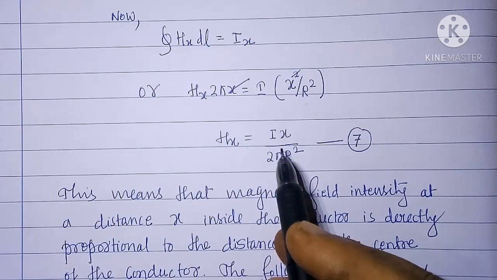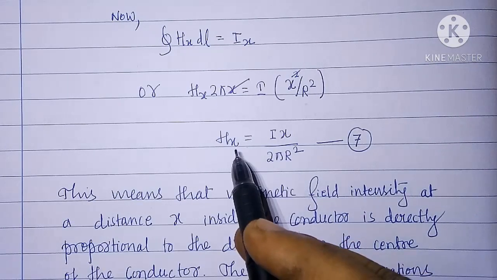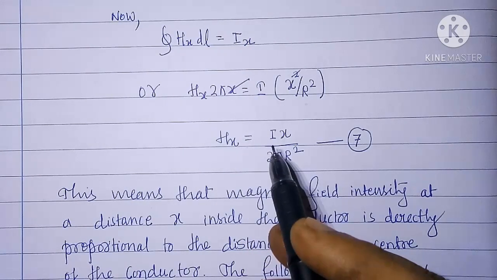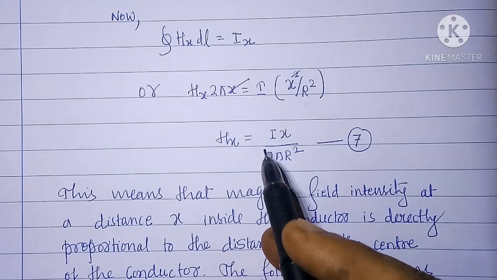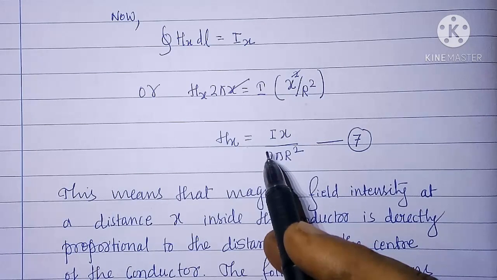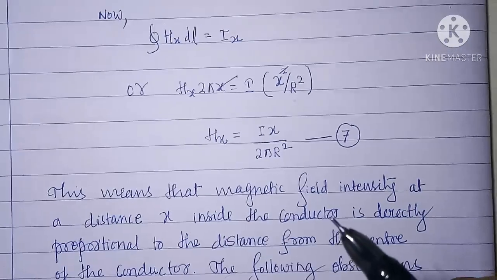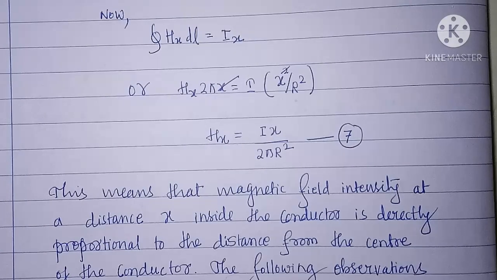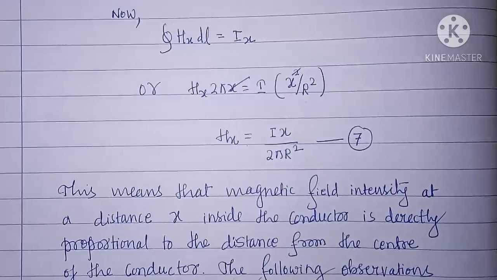That means inside the conductor, the magnetic field intensity goes on increasing from center up to the surface. And at the surface, the magnetic field intensity is maximum. From the surface, if we go away from the conductor, that is outside the conductor, then the magnetic field intensity decreases with increase in x value.